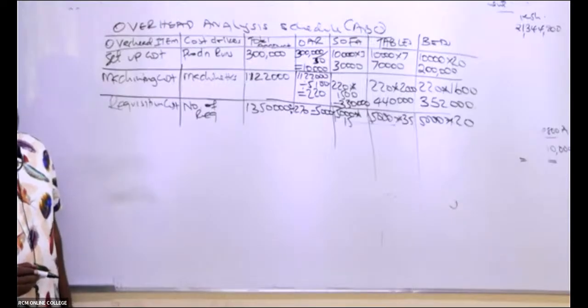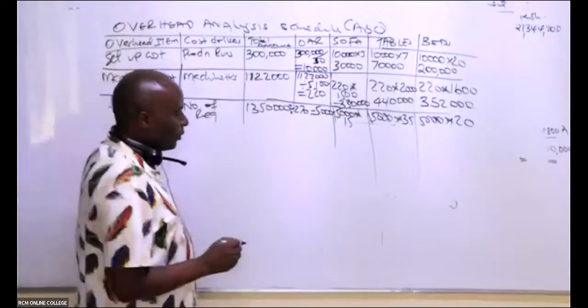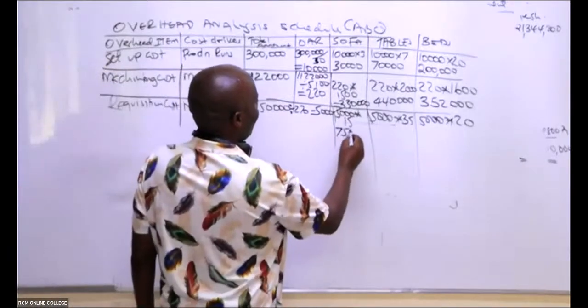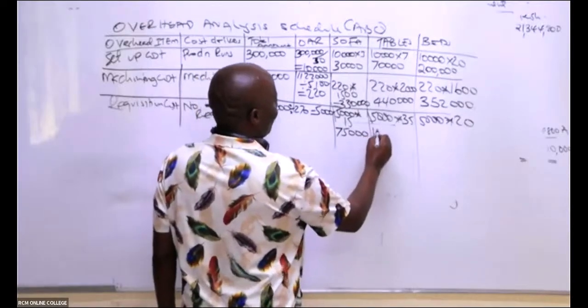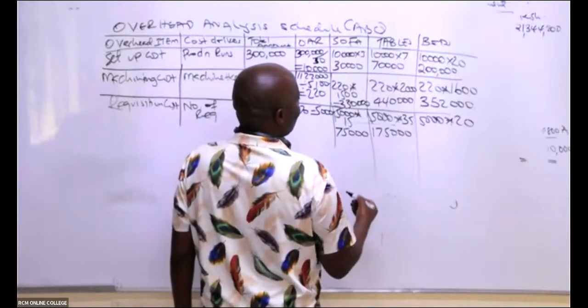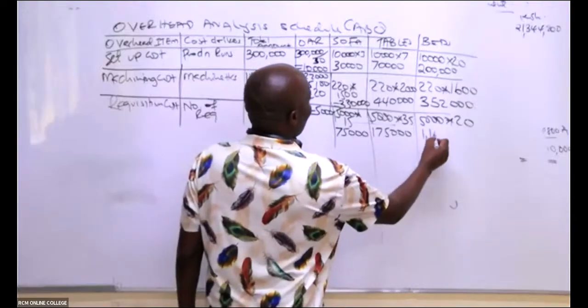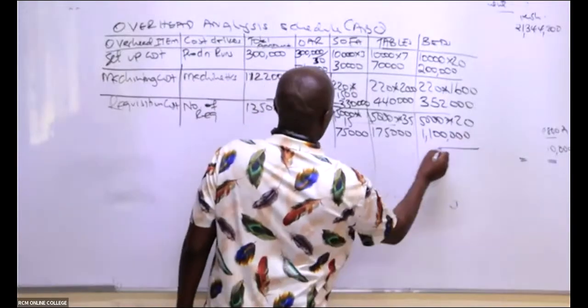The first one I'm being told is 75,000. 175,000. Lastly, 100,000. Thank you so much.